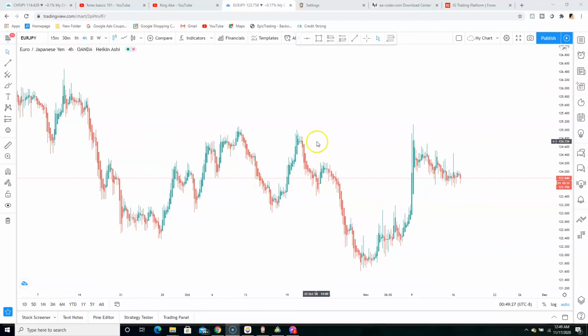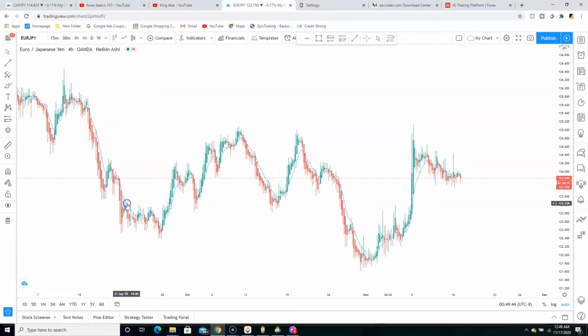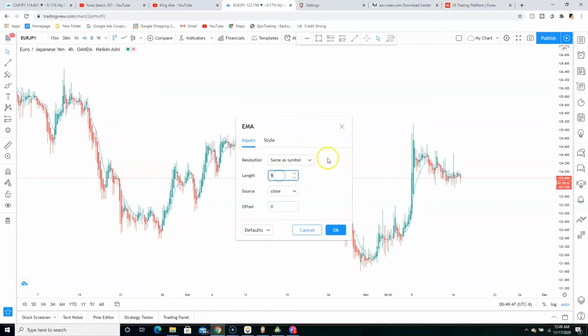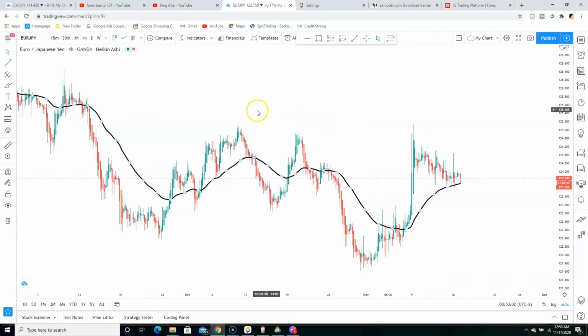Now, to use this strategy, we're gonna have to add the 50 EMA. We're gonna add our 50 EMA, and we change the settings. We change the length to 50, and then I'm gonna change my color to black because I have a white background, and I'm gonna change the thickness, and I'm done.